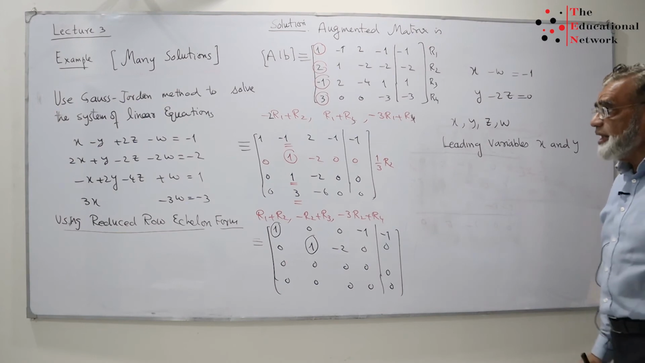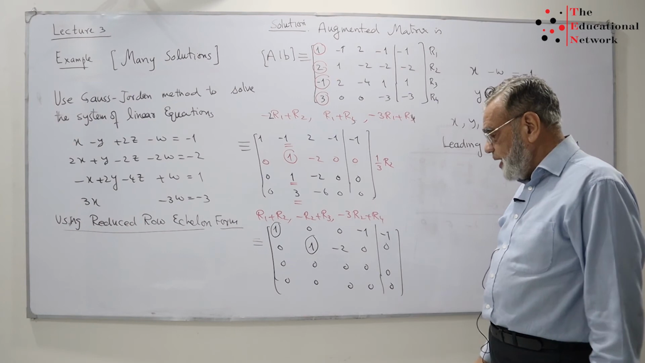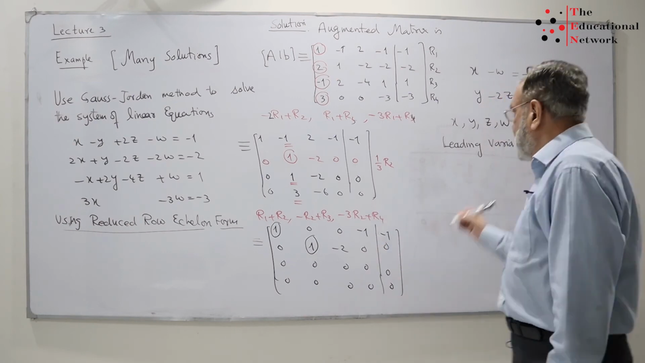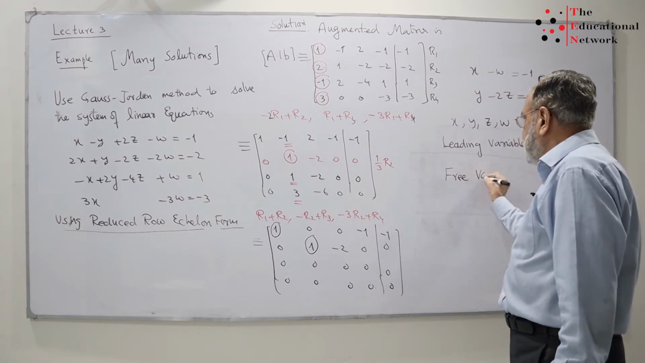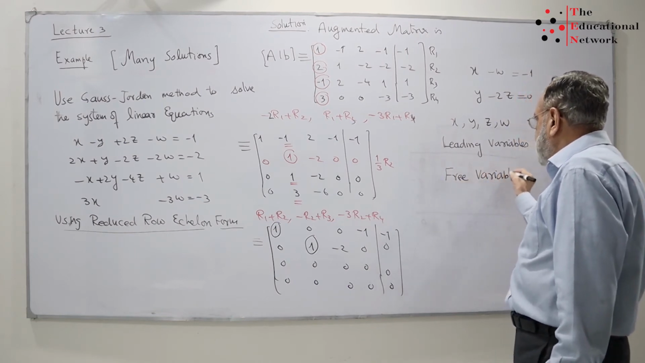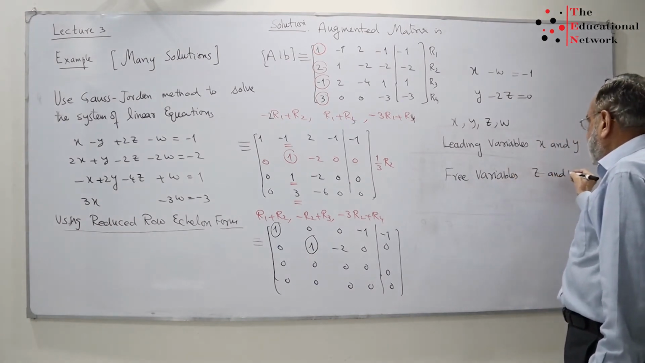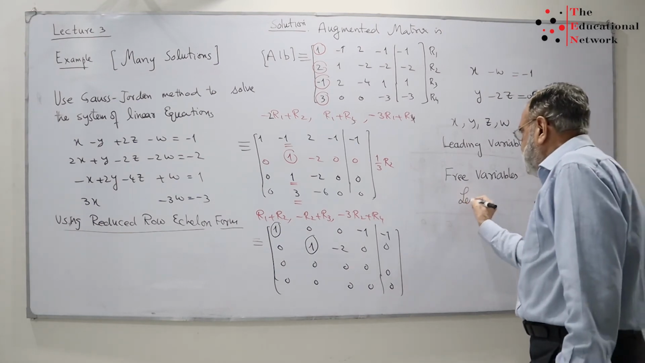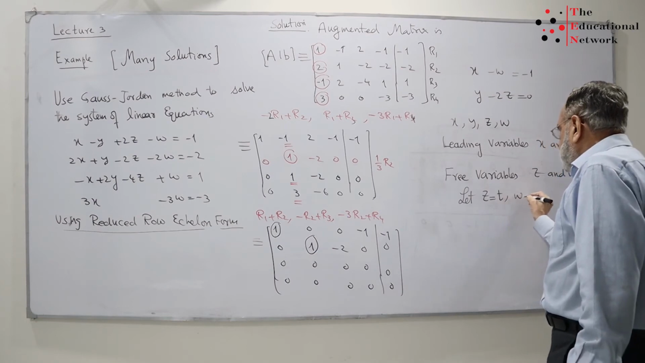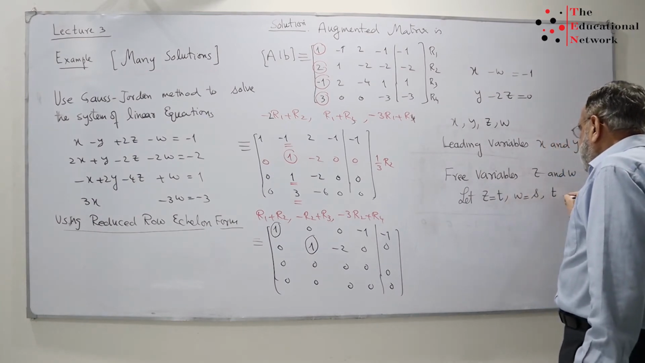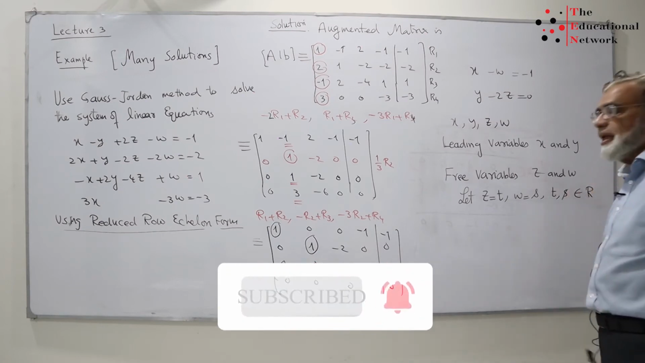What about z and w? There is no leading entry here. There is no leading entry here. We call these variables free variables. They can have any value. We have 2 free variables, z and w. We take the value of z equal to t, any real number, and we take the value of w equal to s. I say t and s are my real numbers. They can get any value.